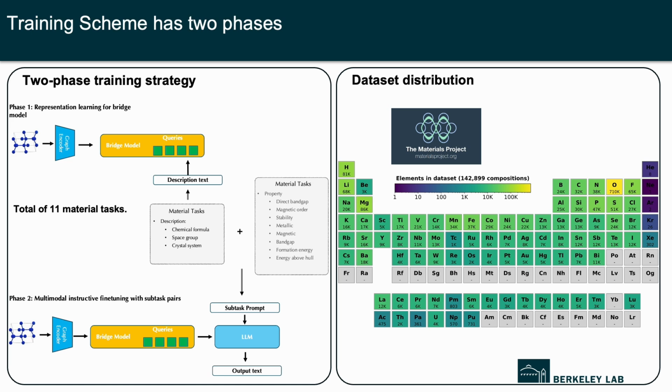The right panel shows an overview of the data set that we're using. We curated the data set from the LBL Materials Project database, and currently we're using around 140,000 different materials. The periodic table at the bottom with a color map shows the chemical composition distribution for all the material structure samples that we use.